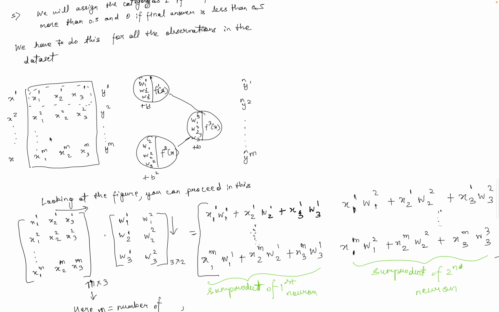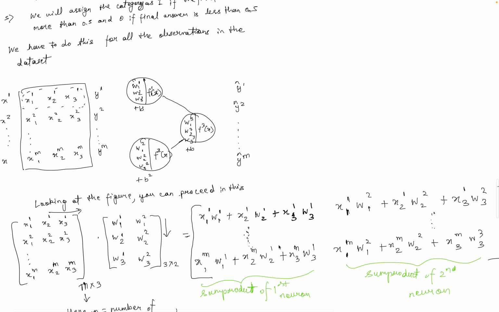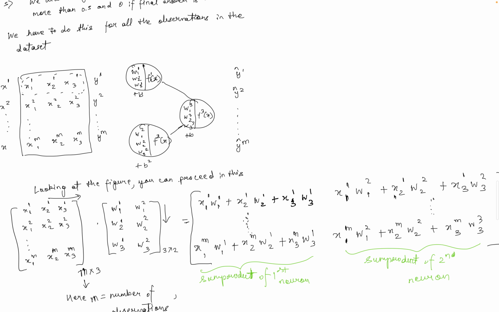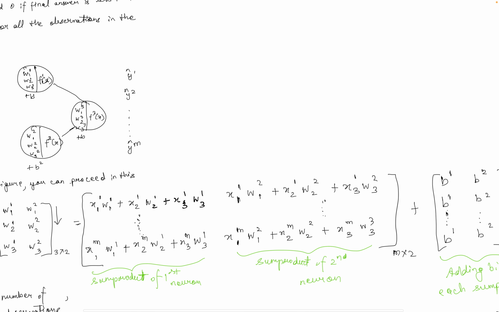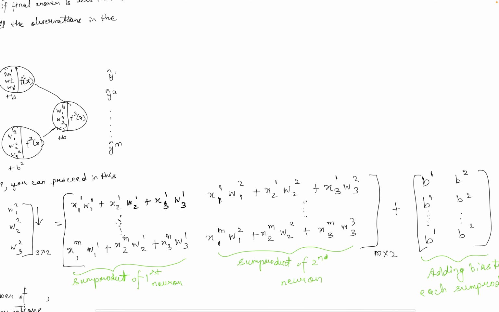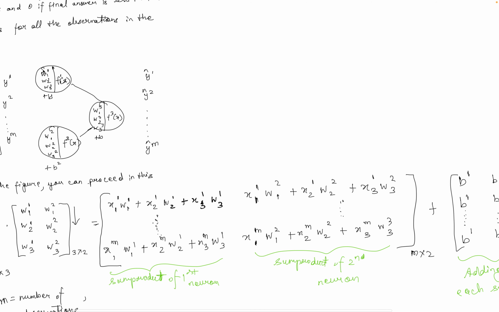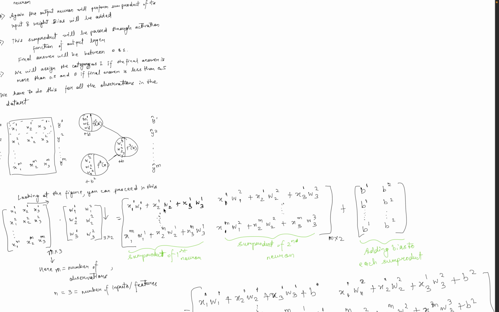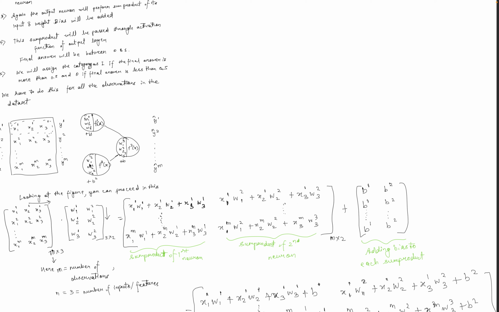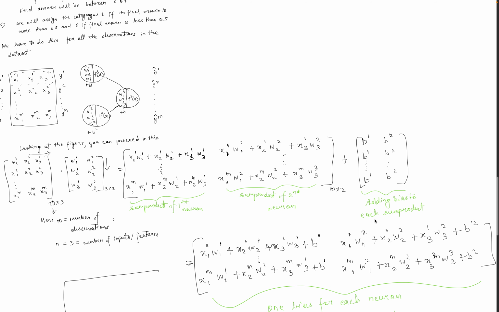If all the inputs are passed through the first neuron, this column is what we will get. Similarly, if all the inputs are passed through the second neuron, this column is what we will get. And again, if you remember, we are supposed to add biases to it. So we have to add B1 bias, which is the bias for this neuron, to all the values. Similarly, we have to add the bias for this neuron to all the sum products. So this is how you'll do it, adding bias to each sum product.